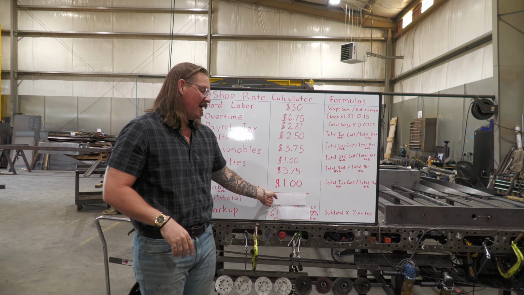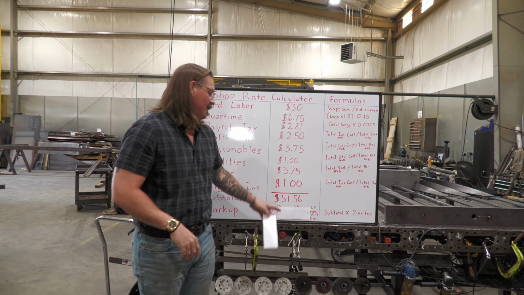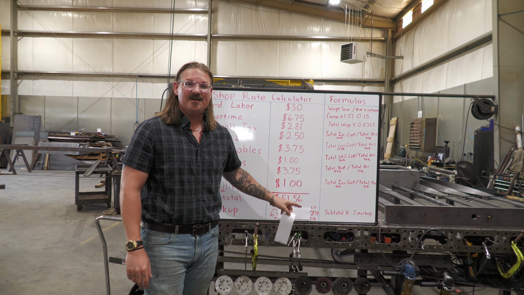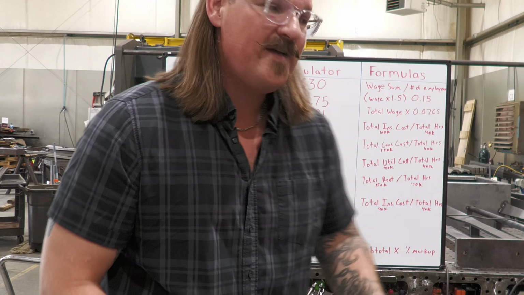So you add that all up and then you get $51.56 of hard cost. Every single hour that we work in this shop costs me over $50. Every hour. It doesn't matter what we're doing. If we're sweeping the floor, it costs over 50 bucks. If we're welding something, it costs 50 bucks. If we're polishing, sanding, cutting wood, packaging, powder coating, it's gonna cost me $51.56.